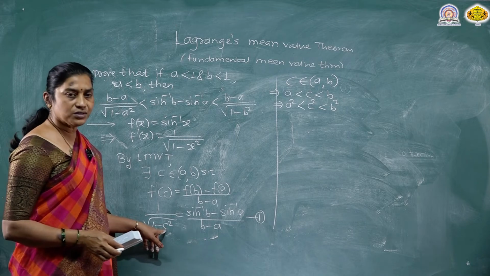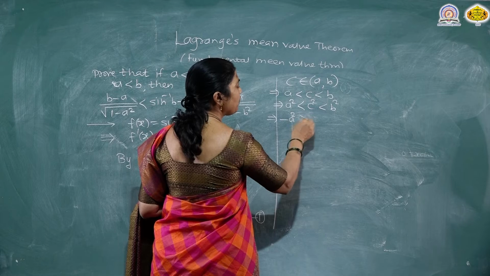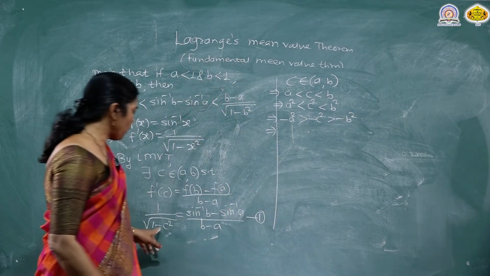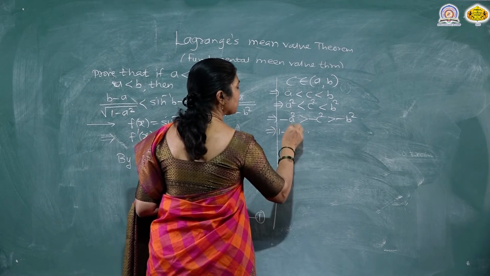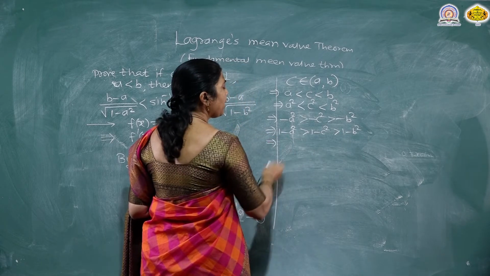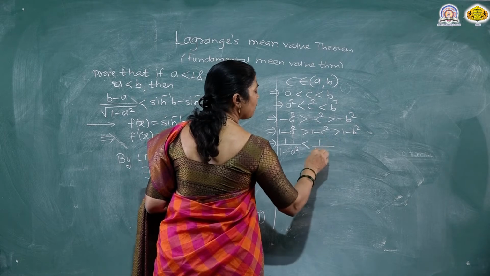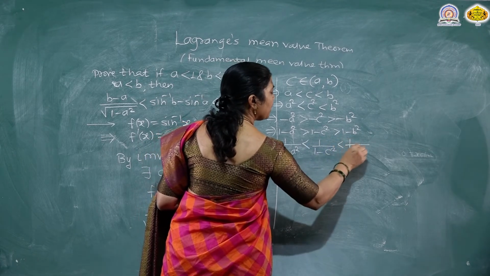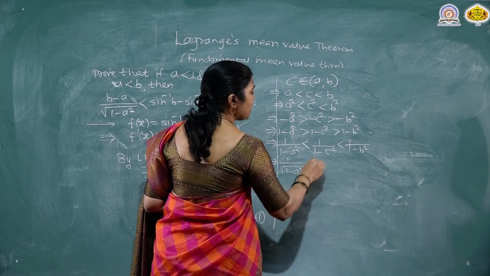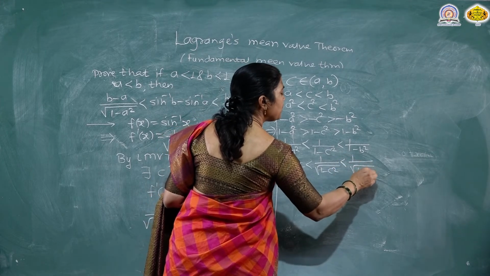But we require minus c square. So, we multiply by minus. When you multiply by minus, the inequality will be changed. So, it becomes minus a square is greater than minus c square is greater than minus b square. Now, add 1 everywhere. So, we get 1 minus a square is greater than 1 minus c square is greater than 1 minus b square. Take reciprocal. So 1 upon (1 minus a square) is less than 1 upon (1 minus c square) is less than 1 upon (1 minus b square). Taking square root, we get 1 upon root of (1 minus a square) is less than 1 upon root of (1 minus c square) is less than 1 upon root of (1 minus b square).